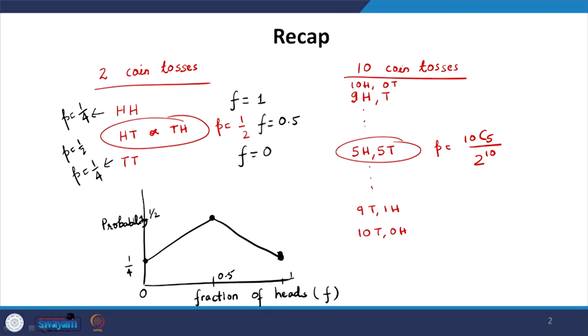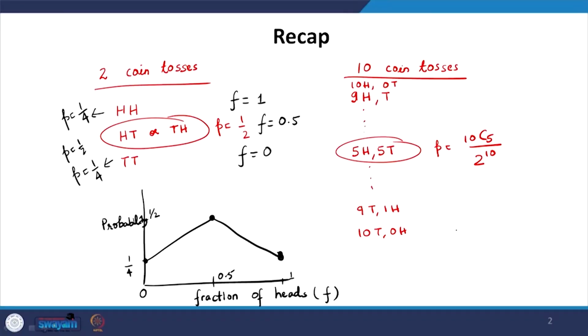Of course, we can do 10 tosses, but let us go in steps. Let us say for example, we are doing 4 coin tosses. Then the number of possibilities increases. For the 4 coin toss case, we can have all heads, we can have 3 heads and 1 tail, we can have 2 heads and 2 tails, we can have 1 head and 3 tails, or we can have all tails, right. So, that corresponds to actually 5 possibilities.